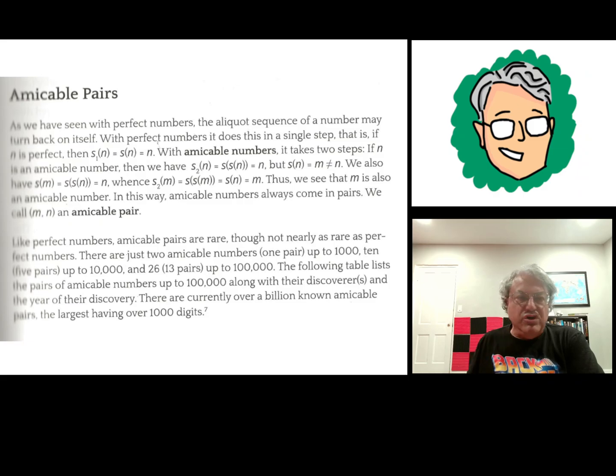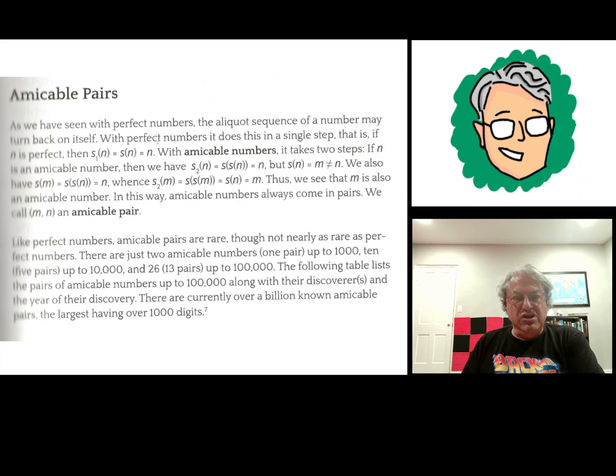The sum of the aliquot divisors of 284 is equal to 220, and 284 doesn't have that many divisors. It's 2 squared times 71. I think it has a total of just 6 divisors, and if you add all of them except for 284 itself, you get 220. So 284 is a deficient number, but you get back to where you started. It just takes 2 steps to do that instead of just one.